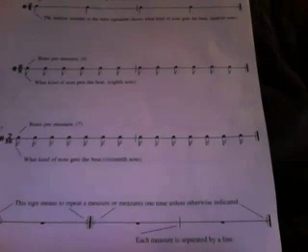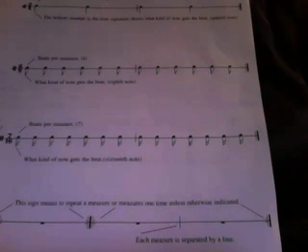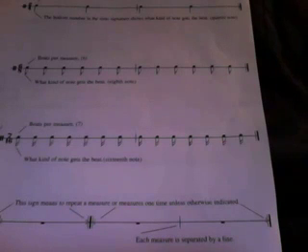Going on, we have a measure of 7/16, which means we have 7 beats per measure, and the 16th note gets the beat. 1, 2, 3, 4, 5, 6, 7. 1, 2, 3, 4, 5, 6, 7.